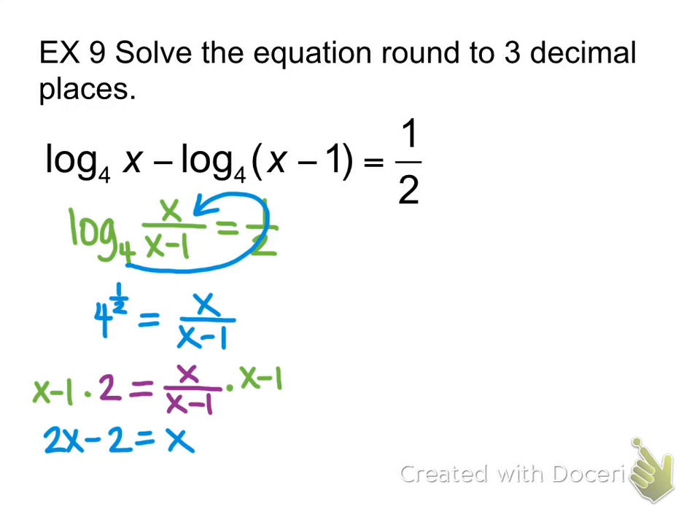Now we want our x's on one side and numbers on the other. So if I subtract 2x, then I'm going to have negative 2 equals negative x. So that means that x has to equal positive 2.